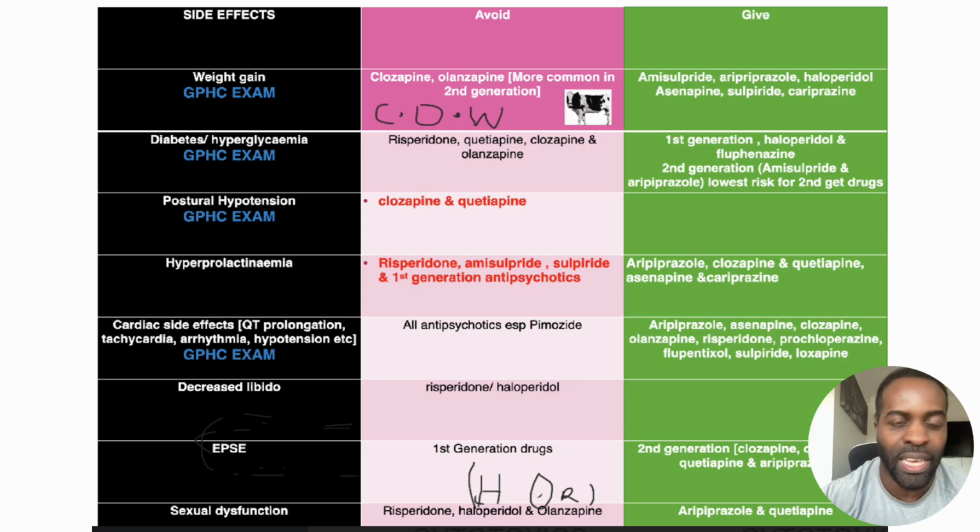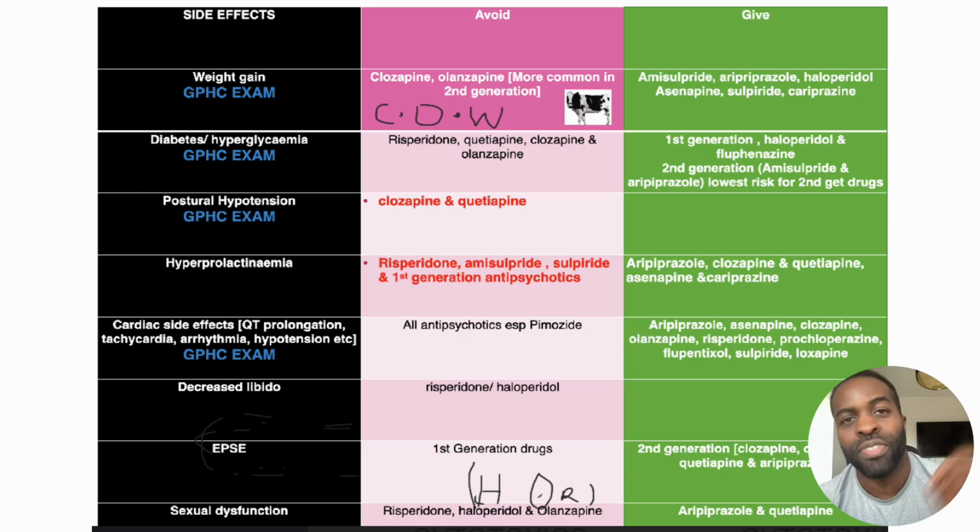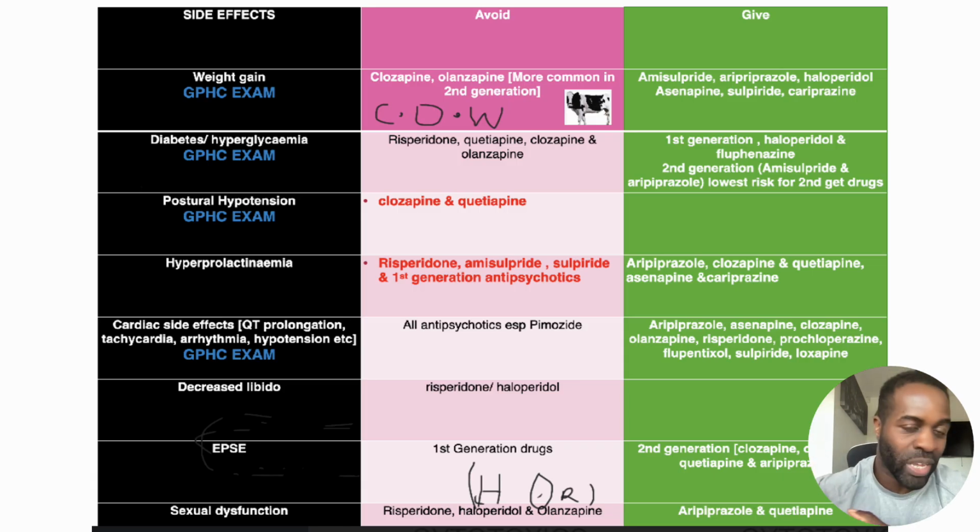Number one, weight gain. They're going to ask you questions. Which of these antipsychotics causes weight gain? Or which one is responsible for this patient gaining weight, or why you need to monitor the patient's weight? I use a mnemonic called COW. So C is for clozapine, O is for olanzapine, and W simply means weight gain. So it helps you know that the two main ones that cause a lot of weight gain are clozapine and olanzapine. You need to avoid these, and you could give the other ones in green.